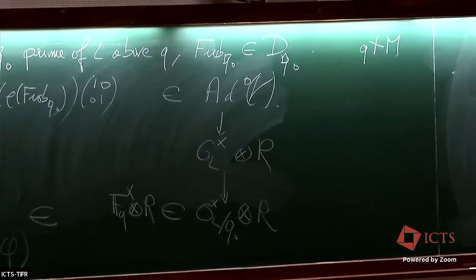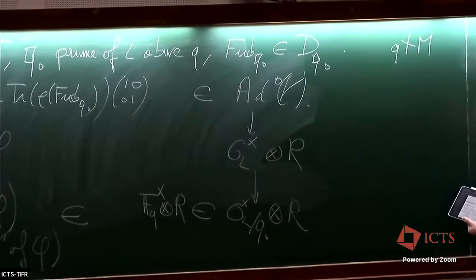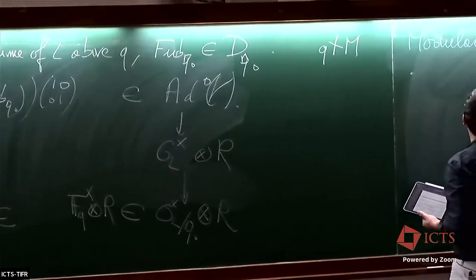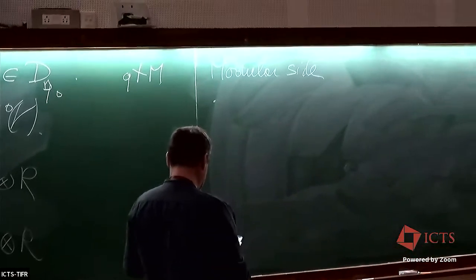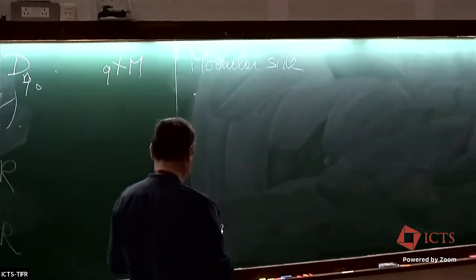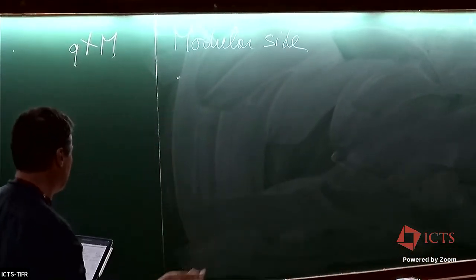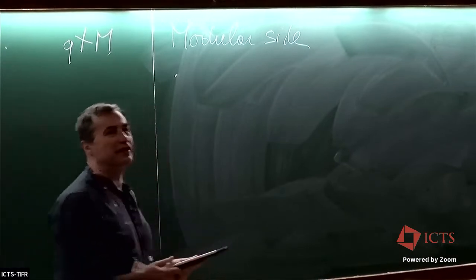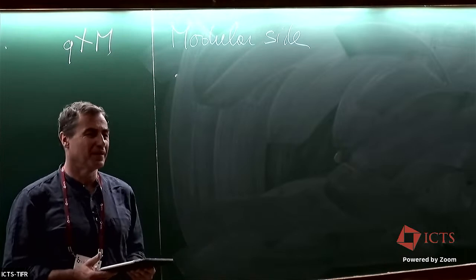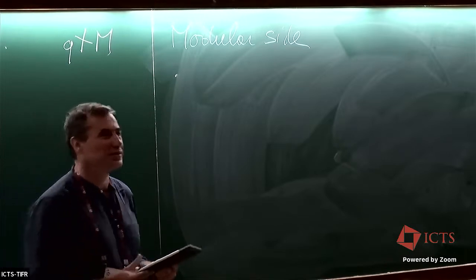Okay, so the modular side. So recall that we have defined G and G_q bar and capital G_q. And it's good that you had actually a course on Mazur's Eisenstein ideal theory, because I'm going to use that now.